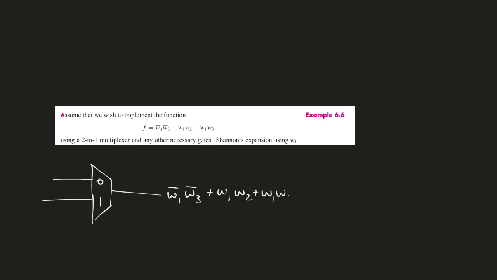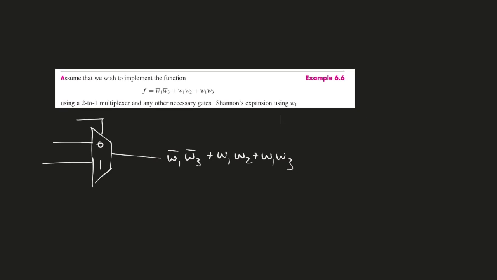Okay, so say we wanted to implement a 2-to-1 multiplexer. We need to know what our inputs are going to be. So we know our output, it's W1 naught, W3 naught, plus W1, W2, plus W1, W3. But we want to find out what our input should be. So we'll use W1 for our expansion. So we're going to use W1 as our selector.